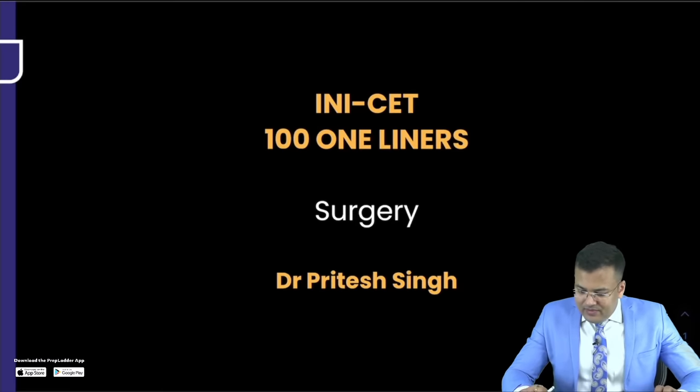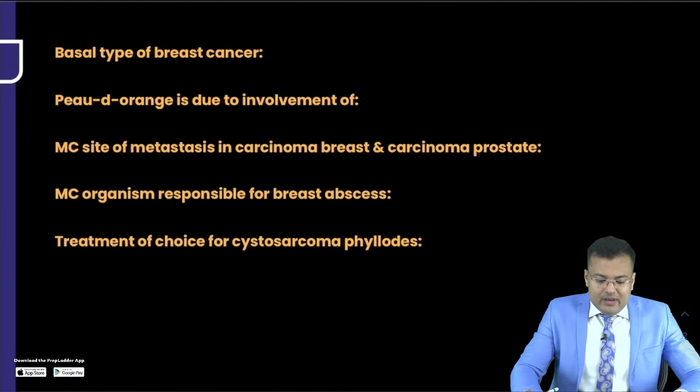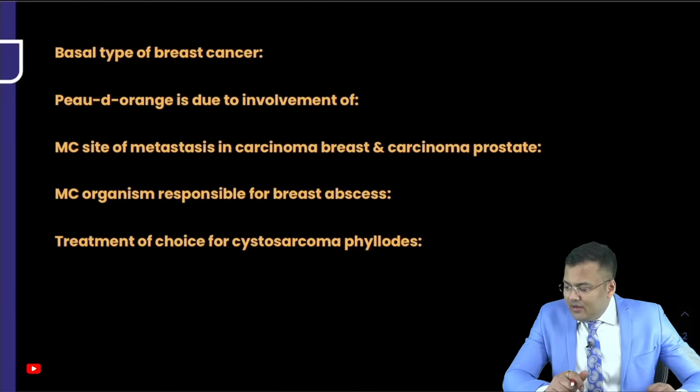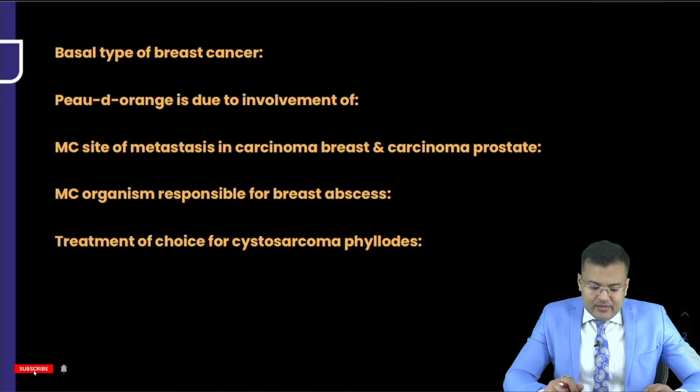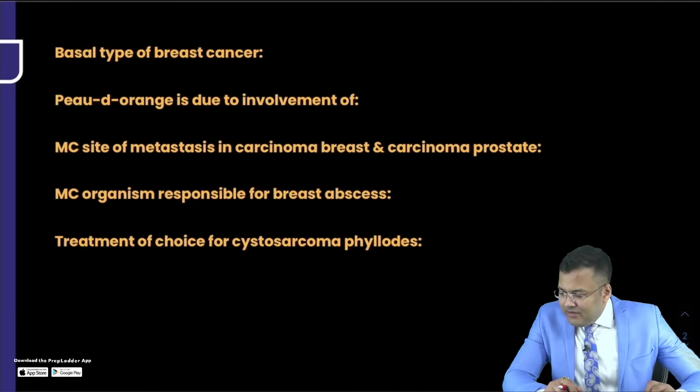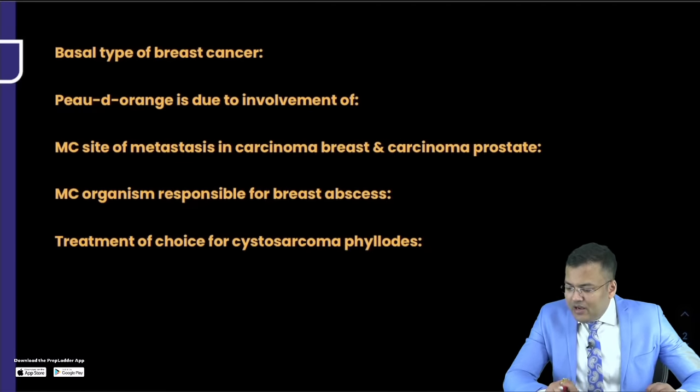Okay, so let's start. Now you tell me, basal type of breast cancer, it is also known as triple negative breast cancer. So tell me which markers are negative here. Basal type of breast cancer, it is negative for which markers? Which markers are negative? Bhargavi, very good, triple negative. What are the markers which are negative? Tell me.